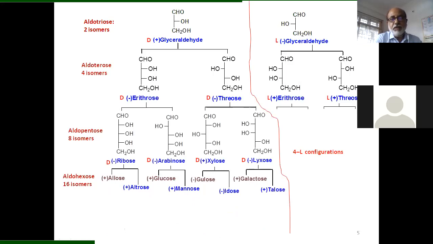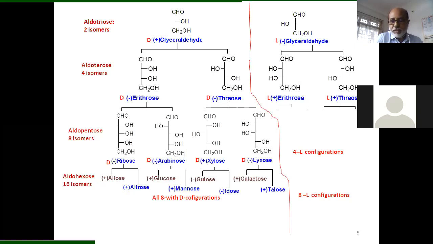So first of all, I am writing only the name. Allose, altrose, glucose, mannose, gulose, idose, galactose, talose. These are the 8 of them. Here, this allose is positive, means dextro. This is dextro. This is dextro. Glucose is dextro. Mannose is dextro. Gulose is levo. Idose is levo. Galactose is positive, and talose is positive. But all these 8 will have D configuration.